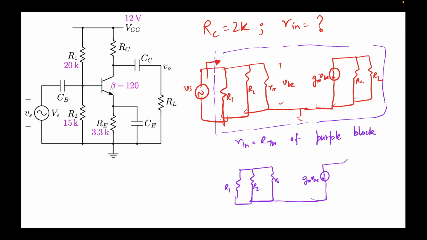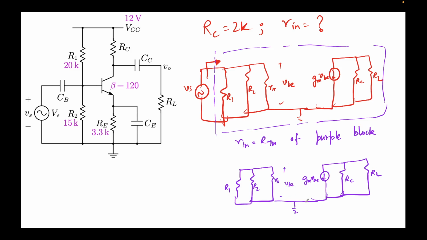Okay, sorry about that. This will be RC, and this will be RL. As we have been seeing, the left and right part of the circuit do not talk to each other at all. And this is VBE.